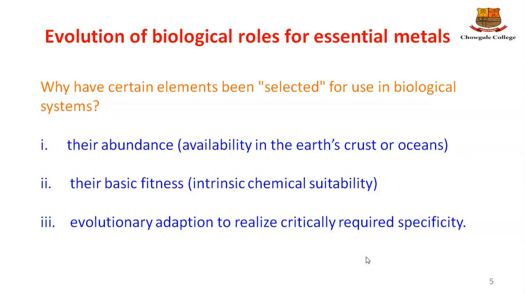One more reason can be their evolutionary adaptation to realize critically required specificity. We know that in certain biological systems, a metal is required in a certain specific manner or in a particular oxidation state. Certain reactions occur in biology, maybe oxidation or reduction, wherein the metal has to be able to easily change its oxidation state. So this evolutionary adaptation is quite vital for its selection in the biological system. So nature has selected certain elements preferably over the others.